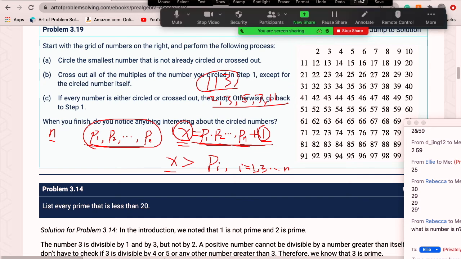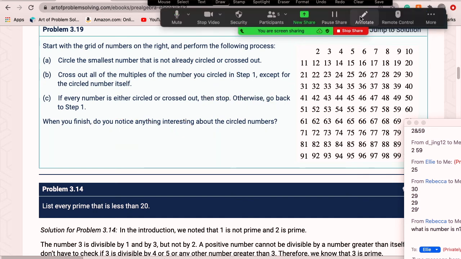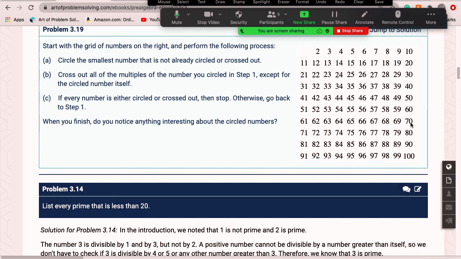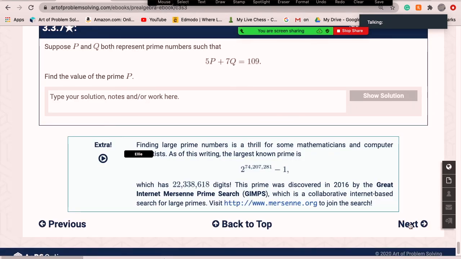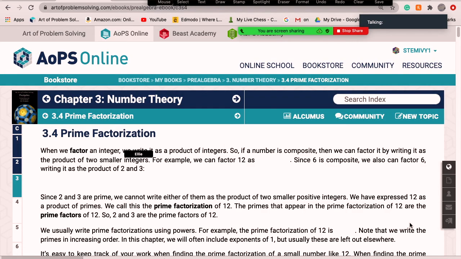Okay, so we finished this section. Now let's go to the next section. The next section will be prime factorization.